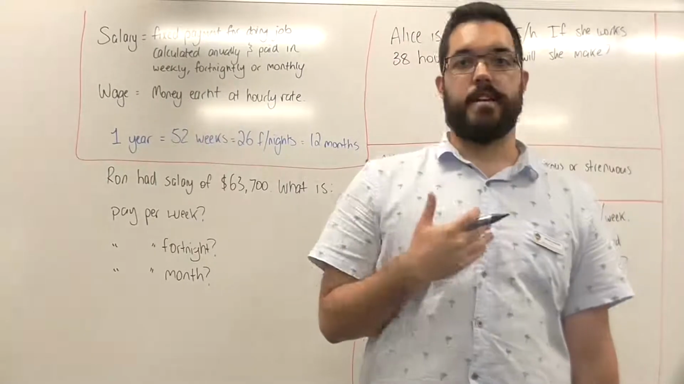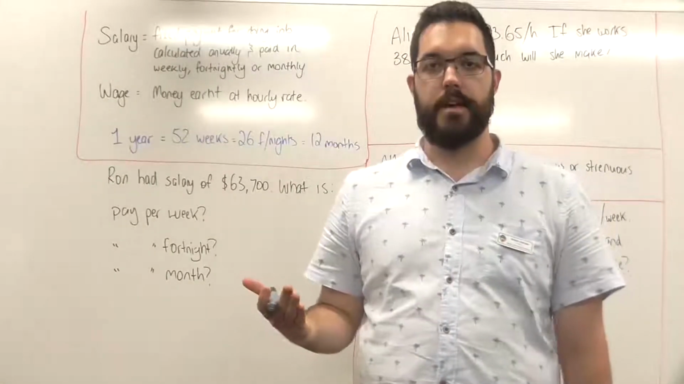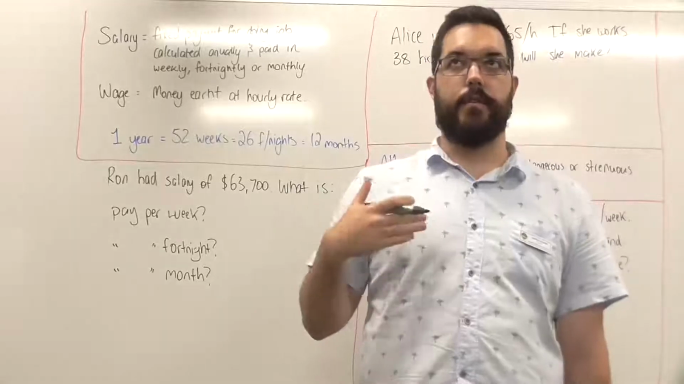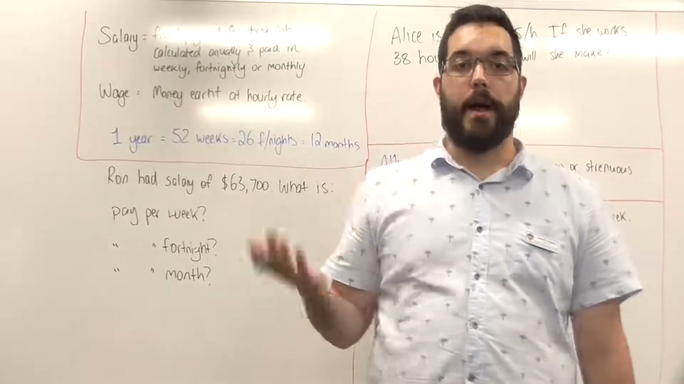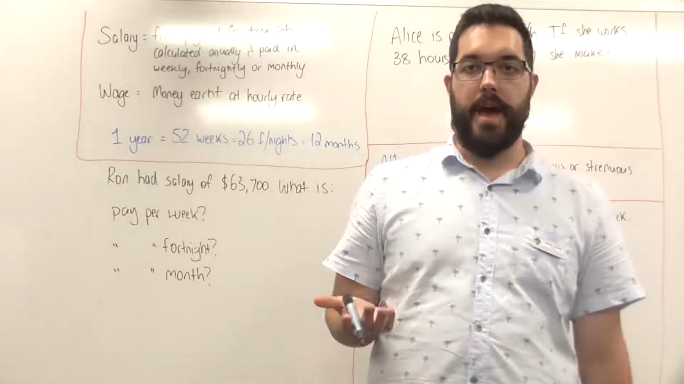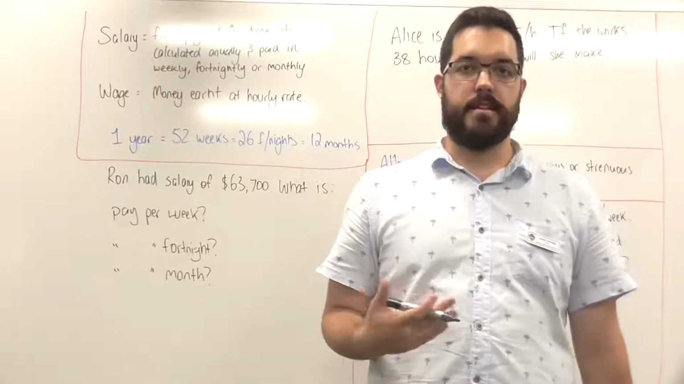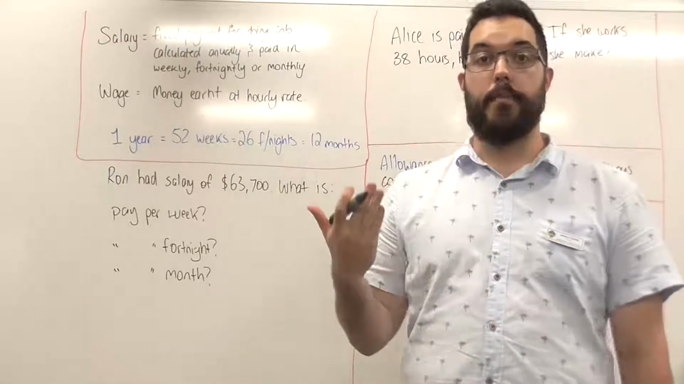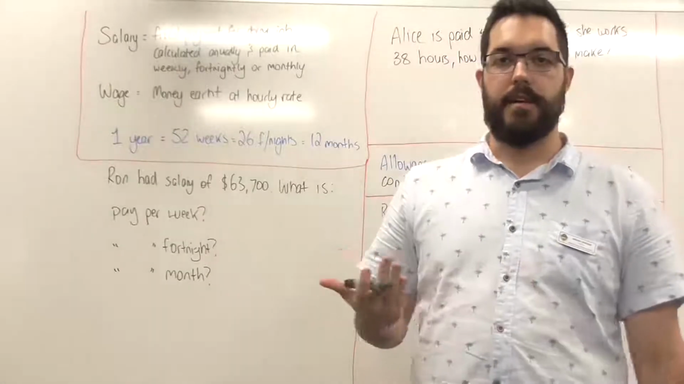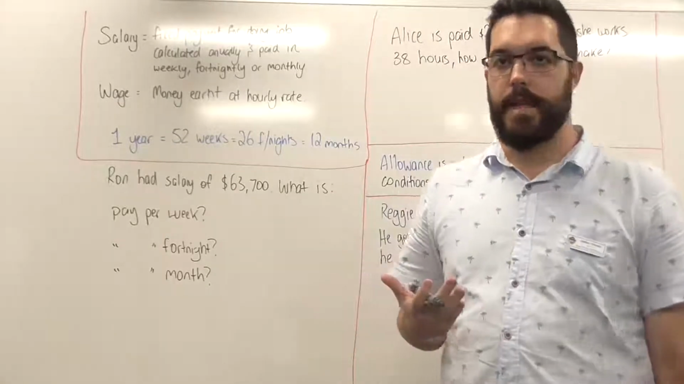So I might make $17.50 per hour for something. If I wanted to calculate how much I would make in a week, I'll multiply how many hours I worked by my wage that I get per hour. This is also considered when we're looking at things like casual pay. Your hourly rate would be higher because you get no sick leave and holiday pay and things like that.